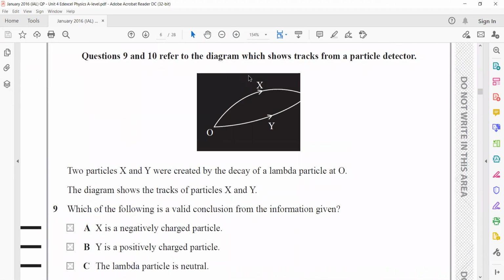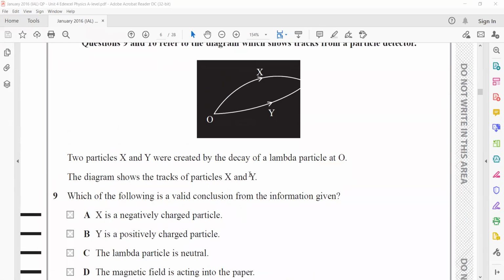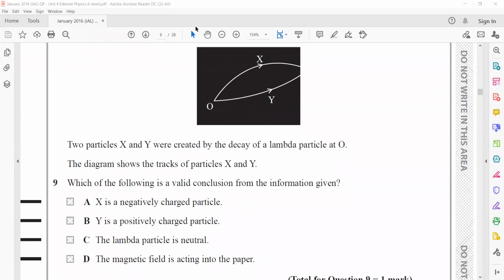Questions 9 and 10 refer to a diagram which shows a track of a particle detector. Two particles X and Y are created by the decay of a lambda particle at O. But we don't see any track of the lambda particle. If there is no track of the lambda particle, what do we conclude? We conclude that it is a neutral particle. That's why there is no track. So C is the right answer.